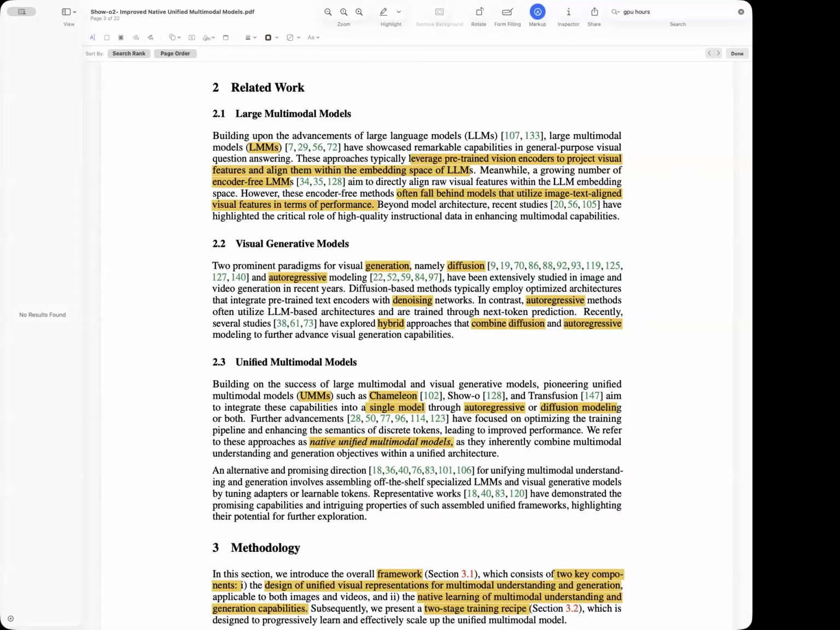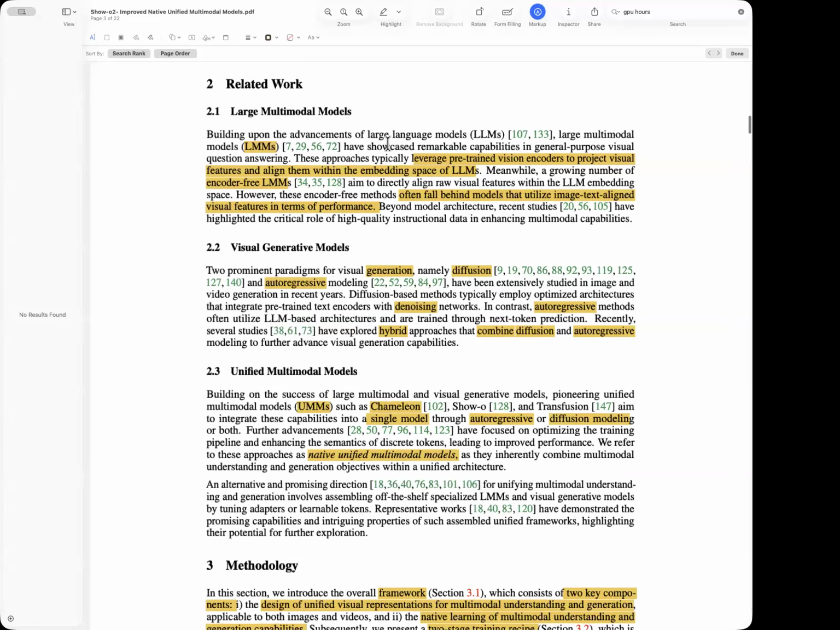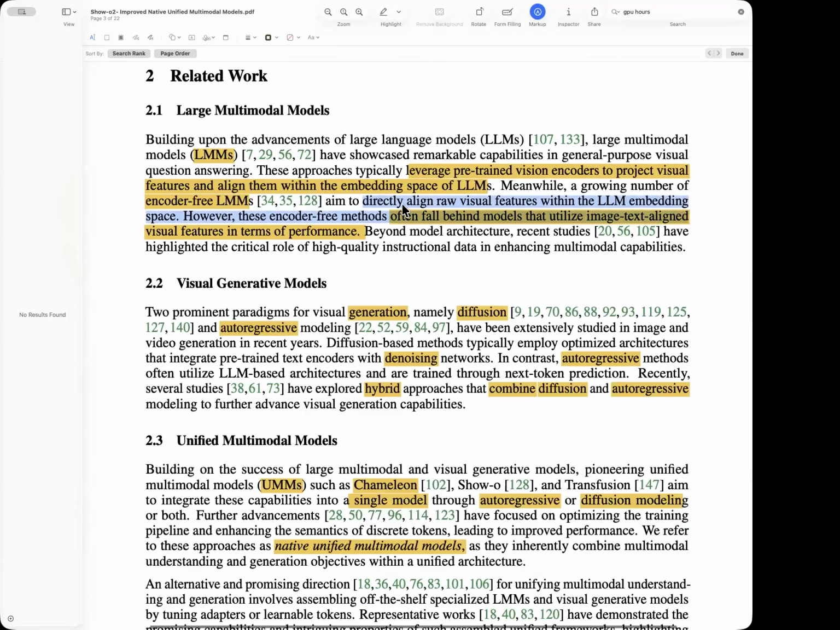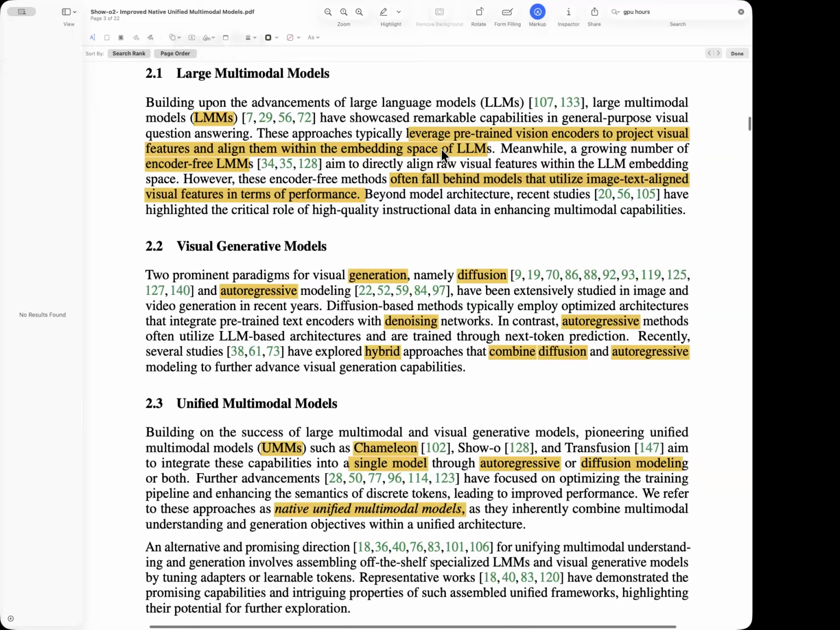They just align images to the LLM space. And the problem there is they kind of lag in performance, right? You really need high quality instruct data, but they lag in performance. They aim to directly align raw visual features with LLM embeddings. There's some fun stuff that starts to happen where people try to do encoder-free models. Often they fall behind models that utilized image-text aligned visual features in terms of performance. So you just need good matching, but not that good.